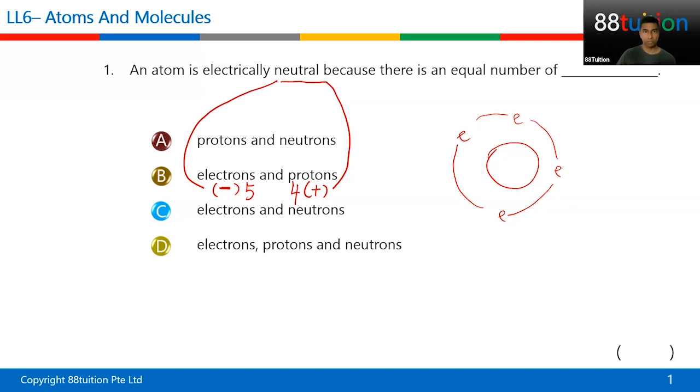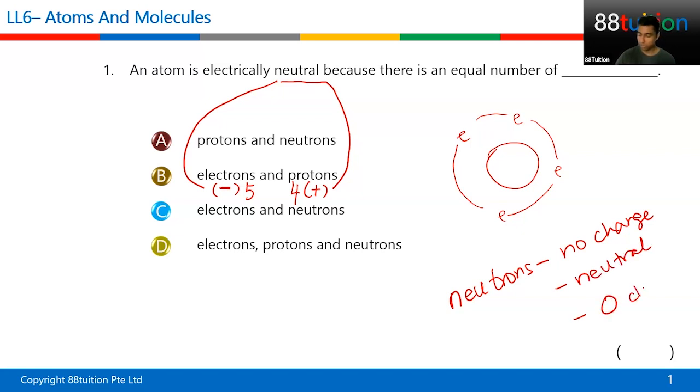Now, after I asked you all to rethink, I think you got the answer. So only electrons and protons have charges. Neutrons do not have charge. That's why they're called neutrons, because they're neutral. Neutrons have no charge, which also means you can say 0 charge. So they do not contribute to any negative or positive charge.